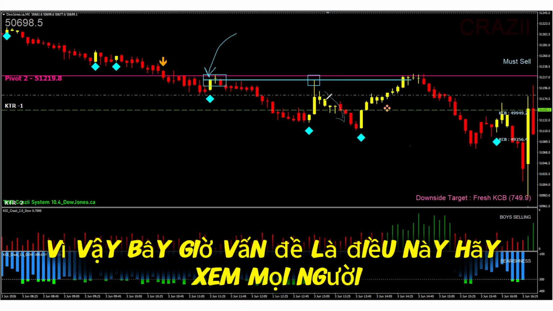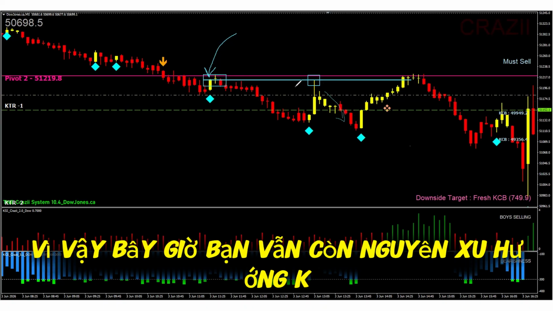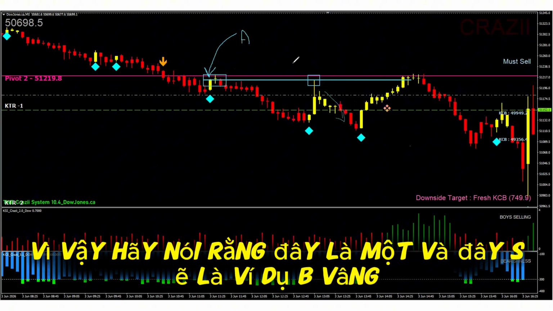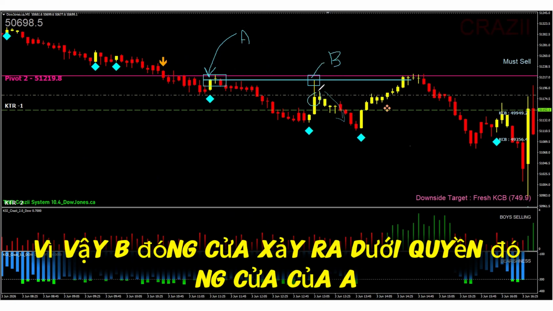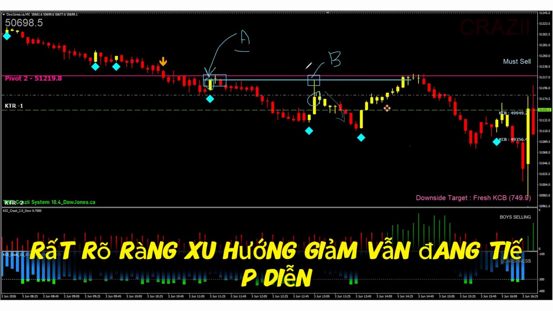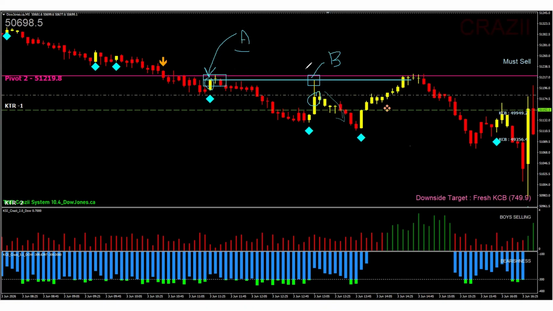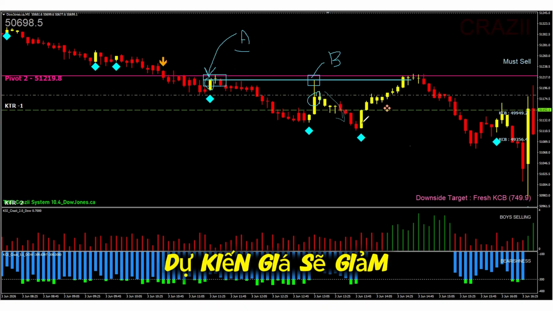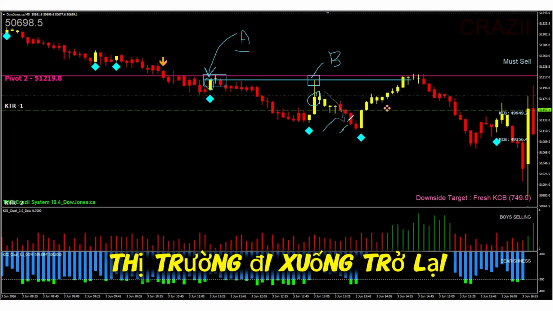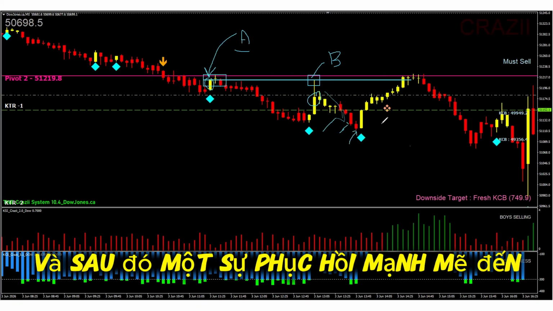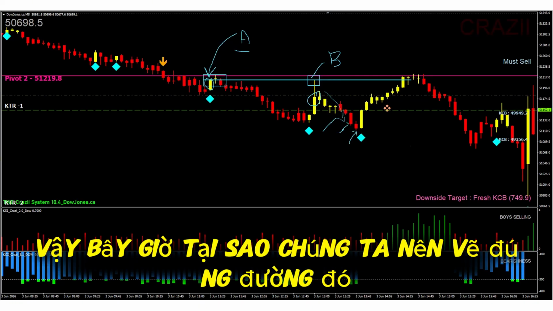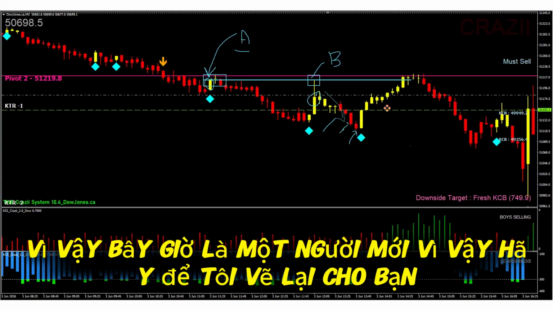So now take a look, everyone. You still have the K trend intact. Let's say this is A and this is B, for example. B's closing happened to be below A's closing, so very clear, the downtrend is still ongoing. Then the price went down as expected, the market came back down, and after that a strong rebound came in. So now why should we draw that line? It's a new one, so let me just redraw it for you.